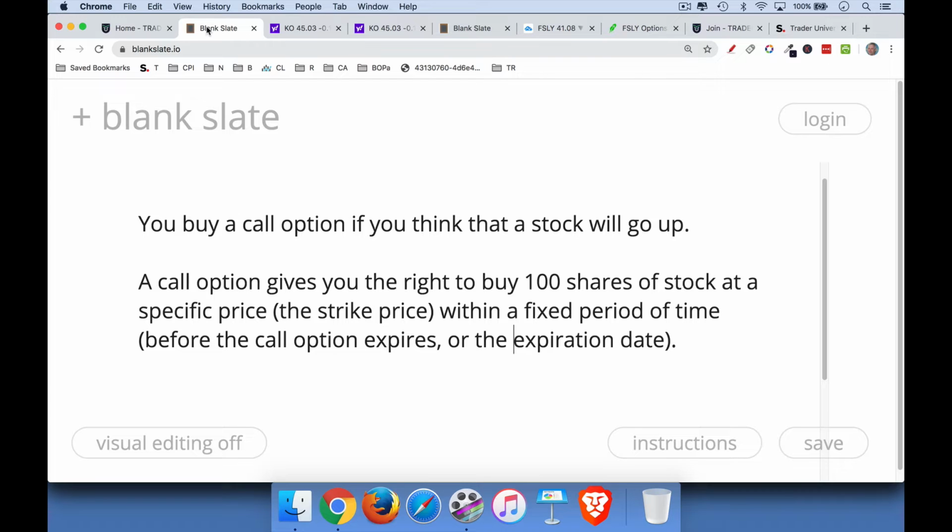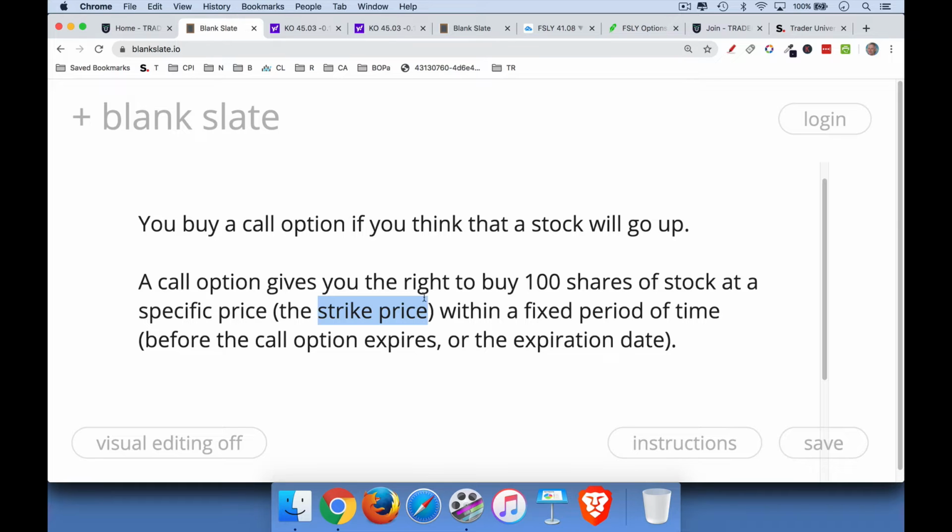So a call option, you basically buy a call option if you think a stock is going to go up. A call option gives you the right to buy 100 shares of stock. So one call option is basically equal to 100 shares of stock. And it gives you the right to buy those 100 shares of stock at a specific price, which is called the strike price, within a specific period of time. In other words, before the call option expires.